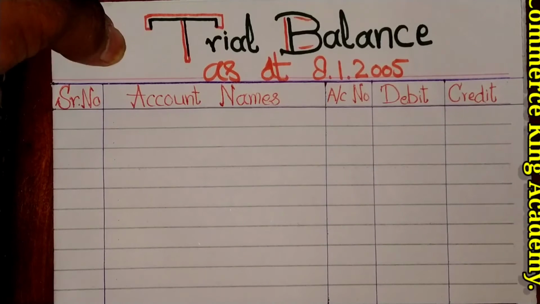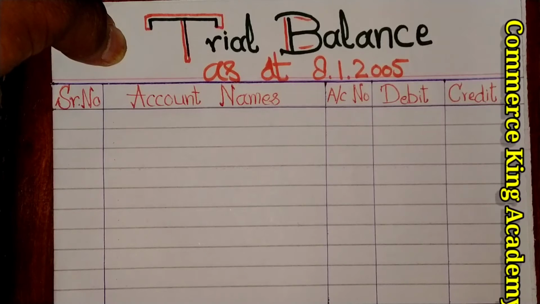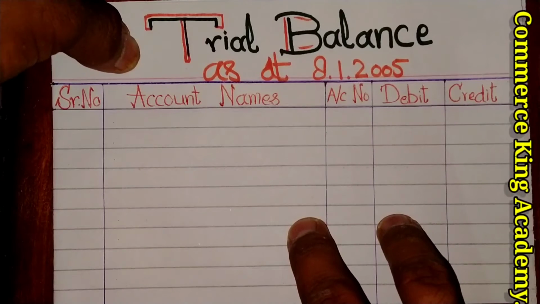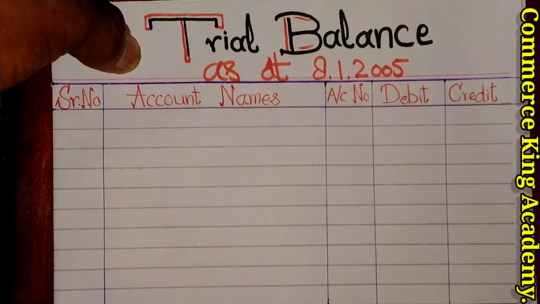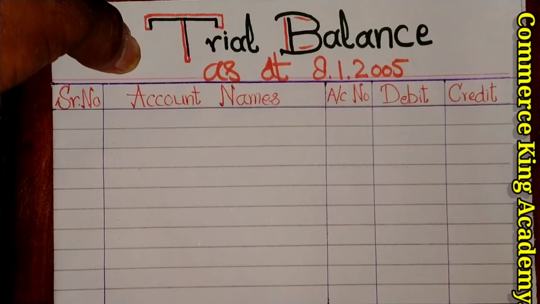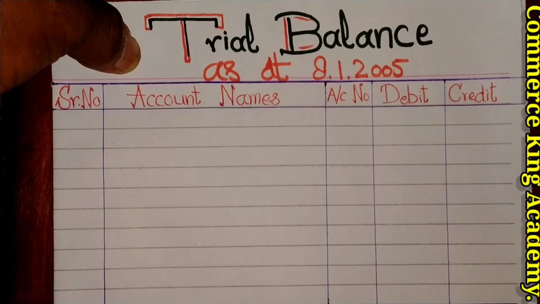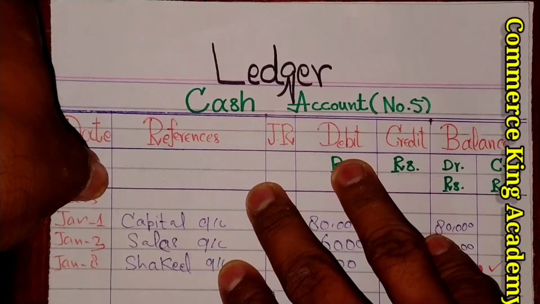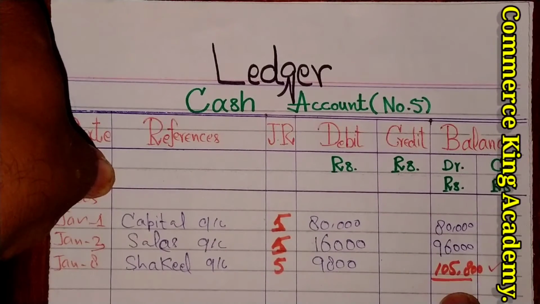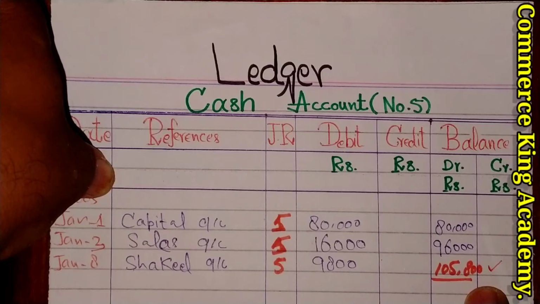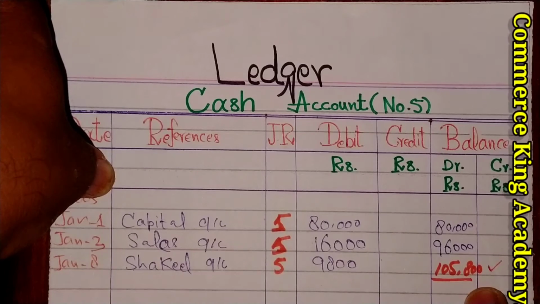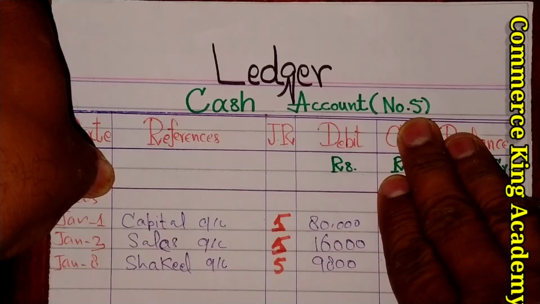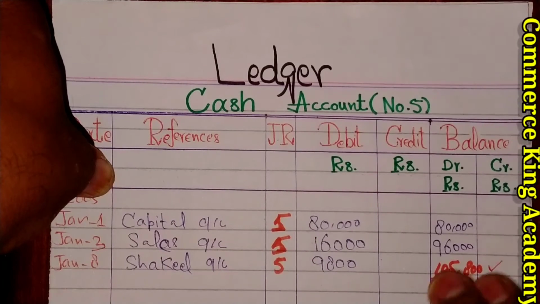For the entries of the trial balance, we are taking balances from illustration number 2, which we solved in our last video. This is the first account of illustration number 2 with a balance of 105,800 rupees. So we will enter in the trial balance account number 1, which is cash account, with account number or ledger folio number 5, with a debit balance.